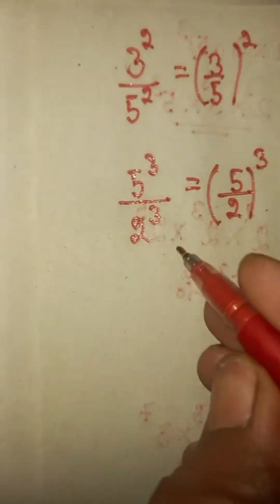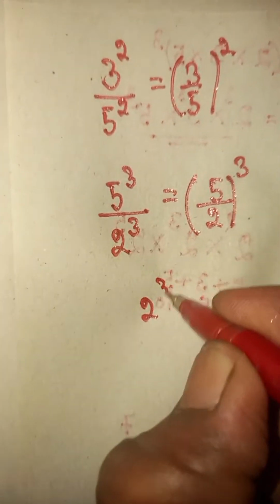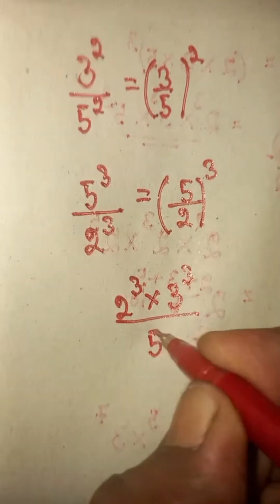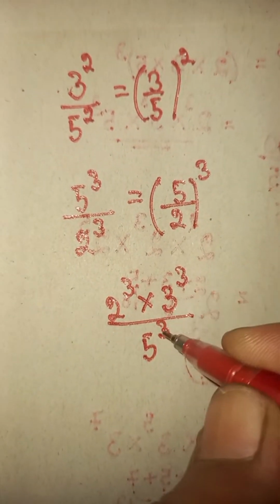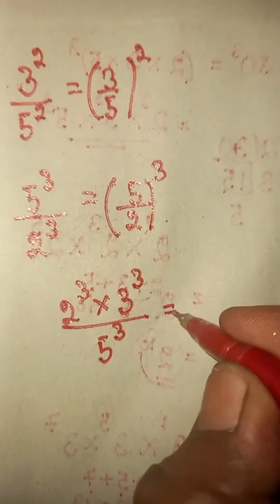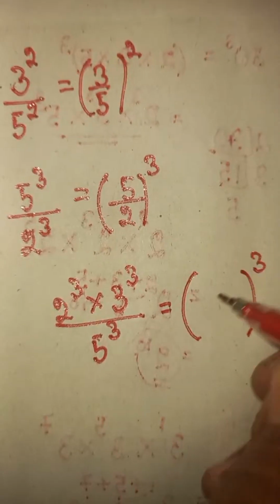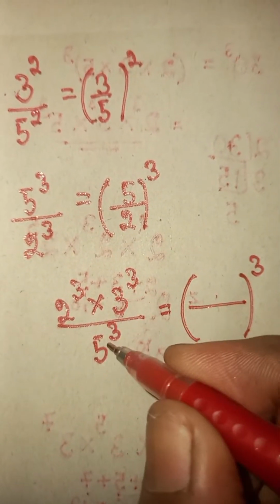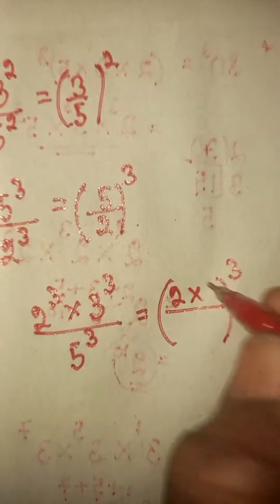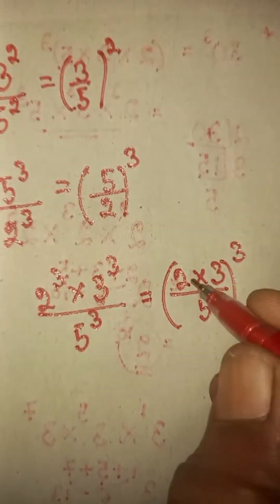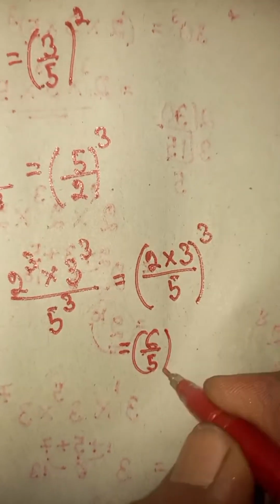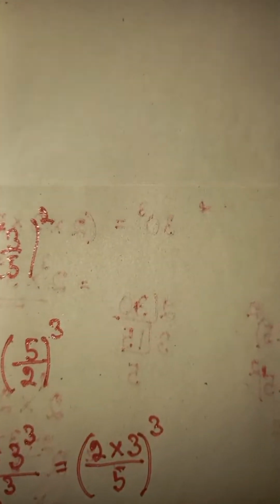Like this, here they give one more problem, that is 2 cube times 3 cube divided by 5 cube. In all of them there is cube, which is the common power. So take cube as the common power and write the inside numbers. That is 2 times 3 divided by 5. So this is 2 times 3, 6. 6 by 5 whole cube. Let's take one more problem.